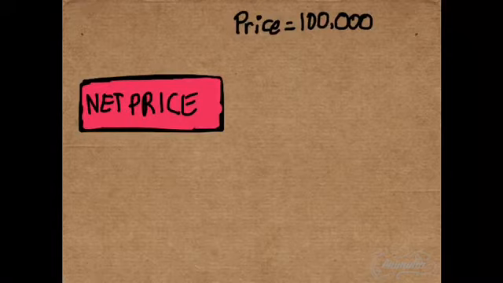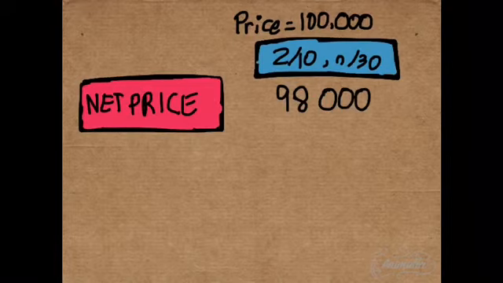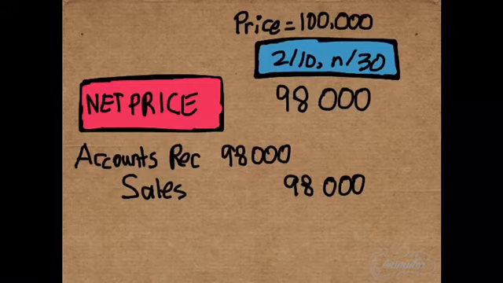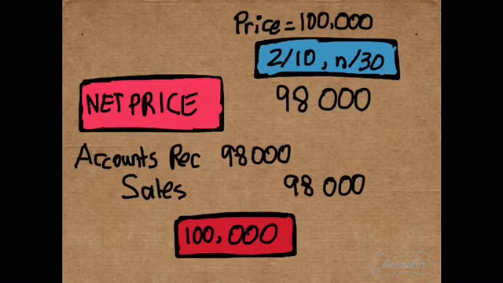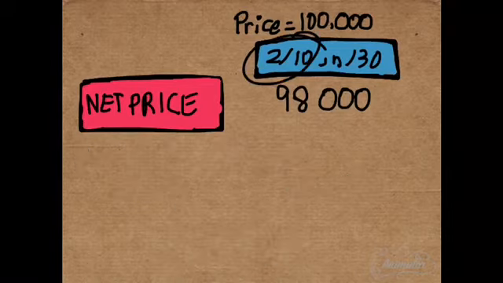First, when we're using the net price method, the sales is always recorded net of cash discount, which means the cash discount is already deducted from the sales price. If we're going to make a journal entry on the date of sale, it would be a debit to accounts receivable for 98,000 and a credit to sales for 98,000. Notice that we don't recognize it at 100,000 anymore because we recognize the discount in advance of the actual payment.